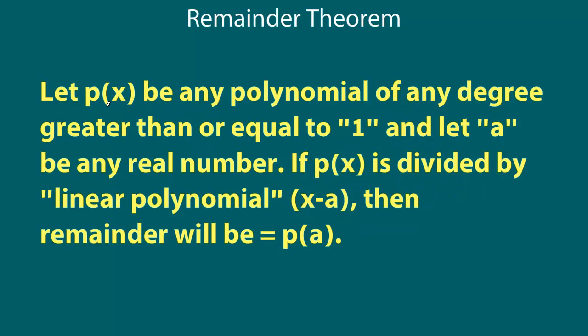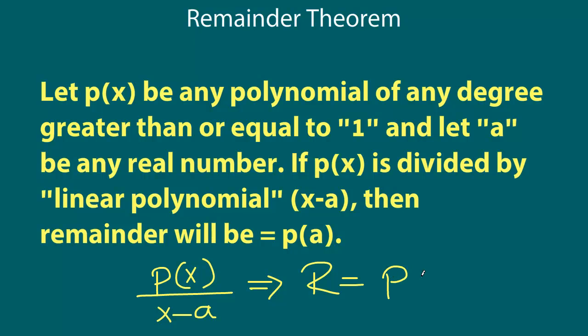The remainder theorem states that let p(x) be any polynomial of degree greater than or equal to 1, and let a be any real number. Now, if we divide p(x) by the linear polynomial x minus a, then the remainder is given by p(a). That means the value of the polynomial at x equals a. So in other words, if we divide p(x) by x minus a, where a is a real number, the remainder will be simply the value of this polynomial at a.